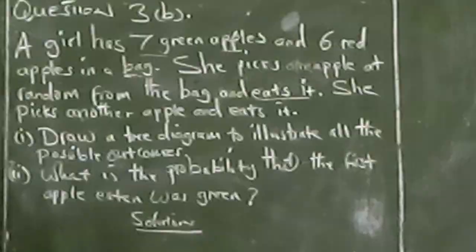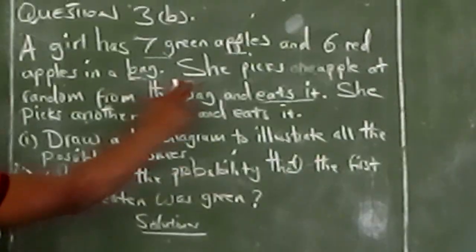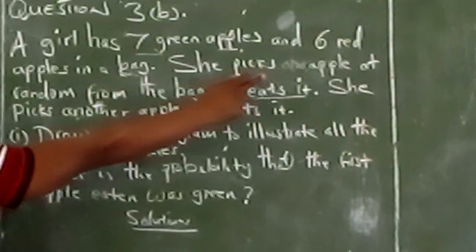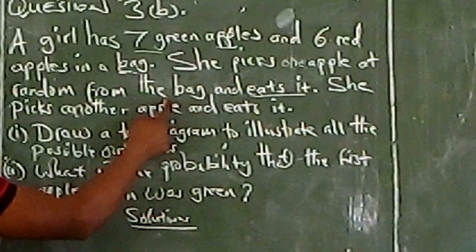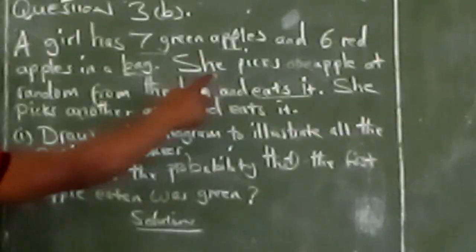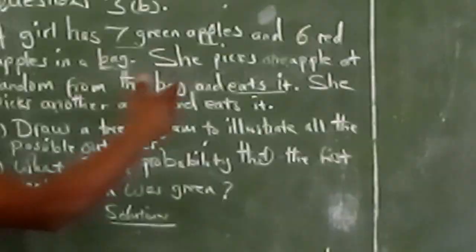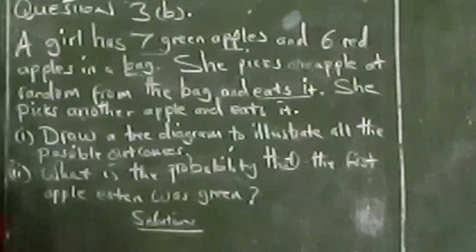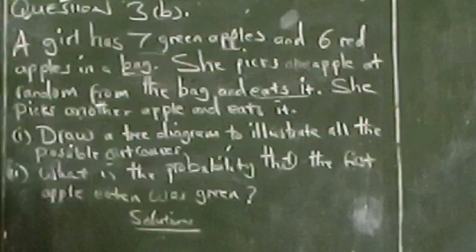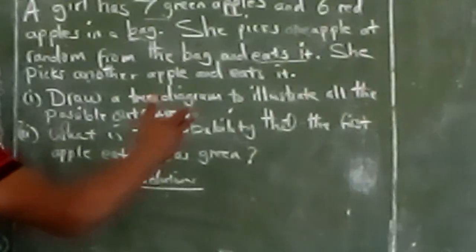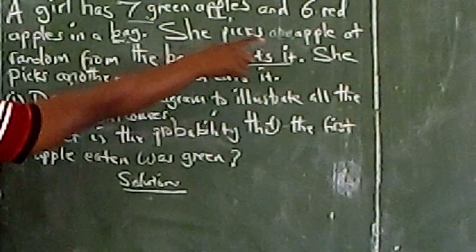Another point worth noting is the latter part of this statement, which says she picks one apple at random from the bag and eats it. So she picks one apple from the bag without considering the type or the color of the apple. That's what it means at random.